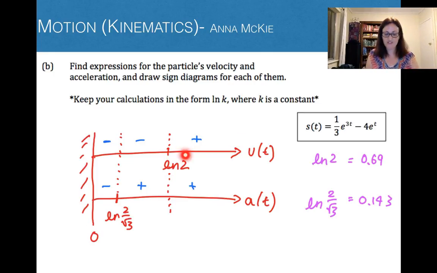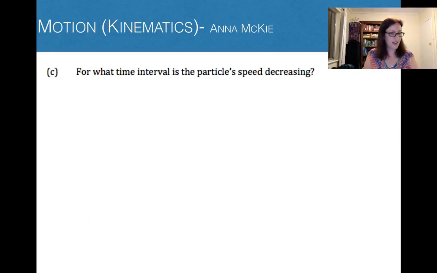So acceleration and velocity are the same after ln 2, and acceleration and velocity are the same prior to ln 2 on root 3, and they are different between those two values. So it's really easy to see when you do that to your sign diagram. That's just one option. Some people will see it really quickly and easily. And so we just have to write that as an interval, ln 2 on root 3, and t is less than ln 2.